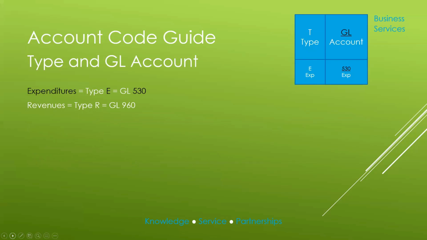Now, the first couple sections are our expenditure type E and our GL 530. That's what we have for expenditures. And for revenues, we use type R and GL 960. Now, you don't have to worry about revenues because all the revenue account codes are hard-coded in InTouch, and they are just automatically coded for the item numbers that you pick.